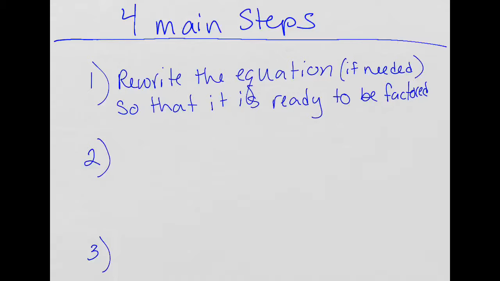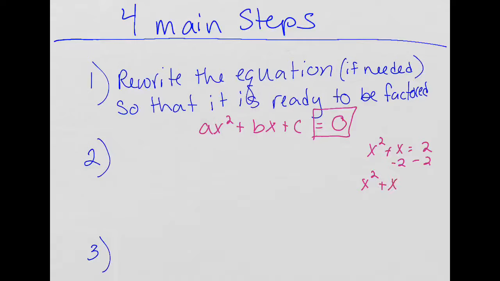And the way to do that is to make sure that the equation is in standard form, ax squared plus bx plus c is equal to 0. So if it's not equal to 0, we need to do so. And it's pretty simple. If I have x squared plus x equal to 2, I would just subtract 2 from either side so that it's equal to 0.